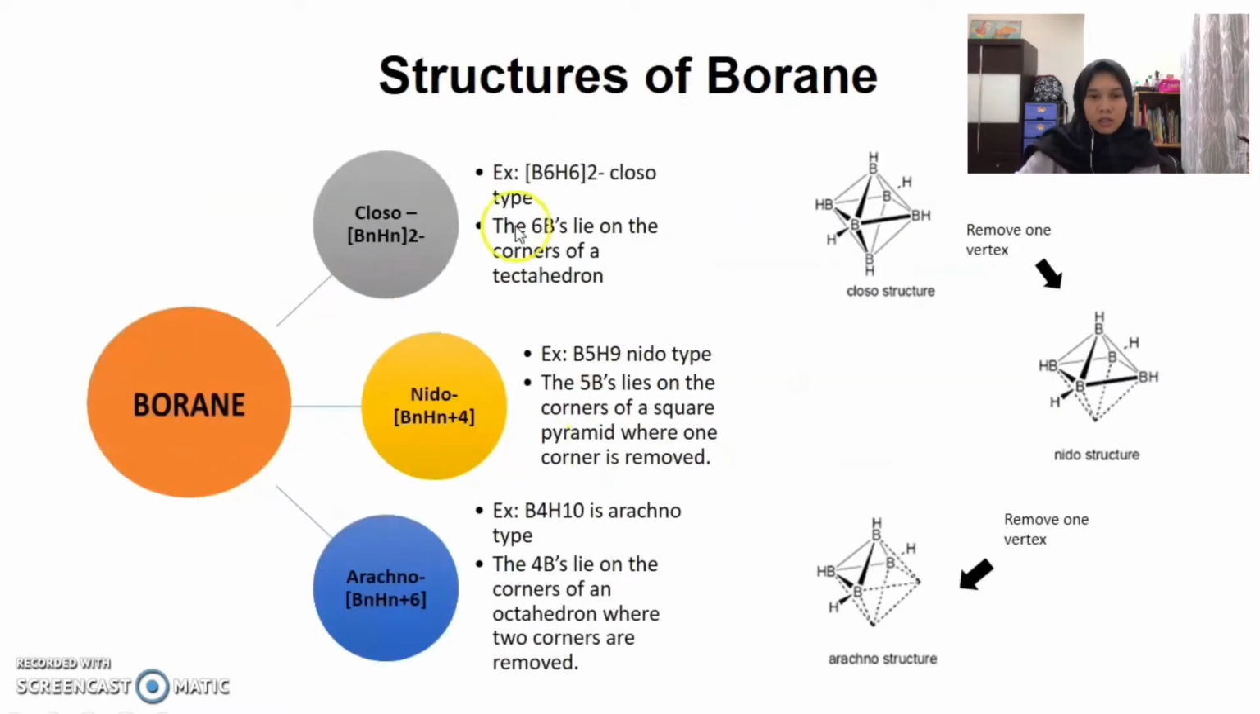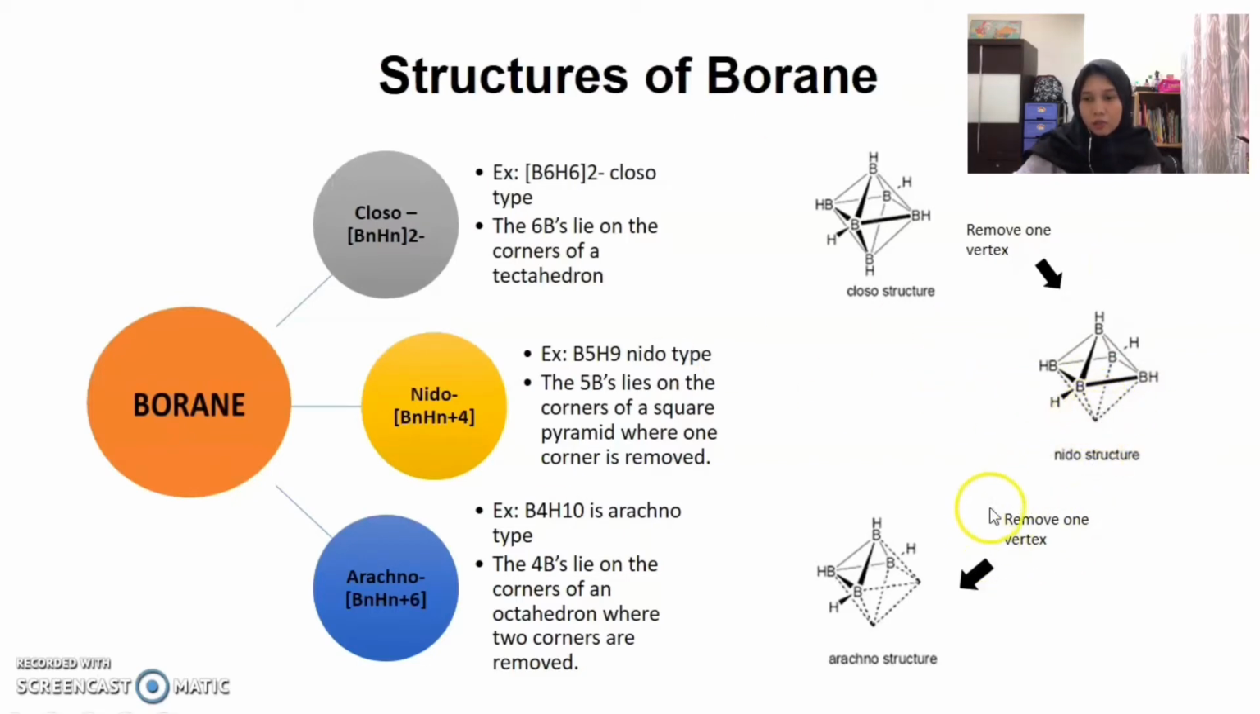As we know, there are three important structures of boranes: closo, nido, and arachno. An example of closo type is B6H6 2-. As we can see here, in the closo structure the 6 borons lie on the corners of the octahedron. When we remove one vertex, it becomes the nido structure, where 5 borons lie on the corners of a square pyramid, where one corner is removed.